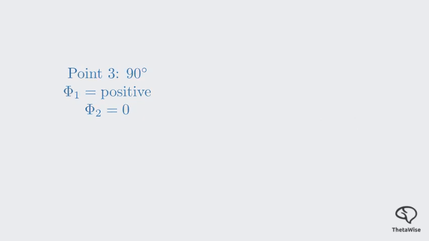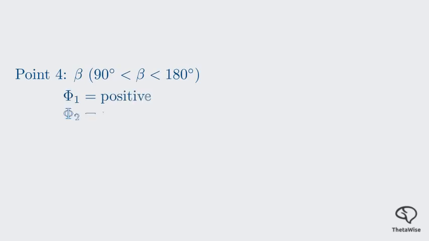Finally, let's look at point 4, at some angle beta between 90 and 180 degrees. Now both phi 1 and phi 2 are positive. The diagram shows vectors for phi 1 pointing right and phi 2 pointing up. The resultant flux, phi r, is the vector sum of phi 1 and phi 2.